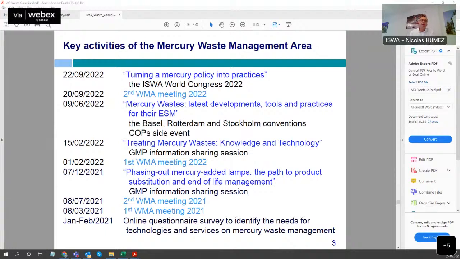So this is a bit the last activities of the Mercury Waste Management Area within the Global Mercury Partnership. We were, I think, quite active during 2021 and 2022. As Imelda said also, we had the last meeting of the Global Mercury Partnership Waste Management Area back-to-back to the World Congress of ISWA in Singapore on the 20th of September. And we also had the opportunity to have a session of 1 hour regarding the Mercury policy and with a panel discussion. It was very interesting during the World Congress with something like 50 participants to the session. You will see on the slide what we have done in 2021, 2022.